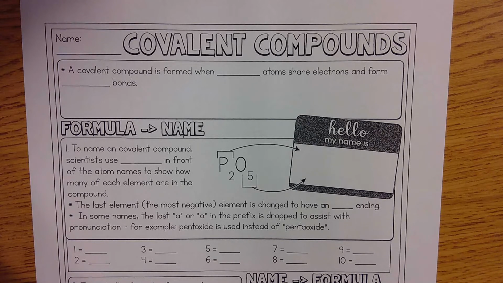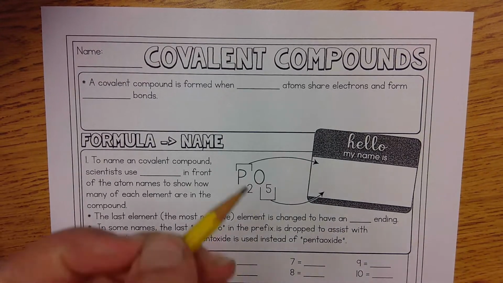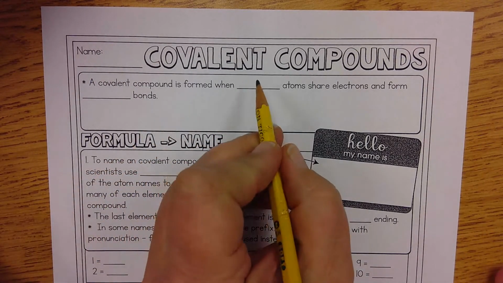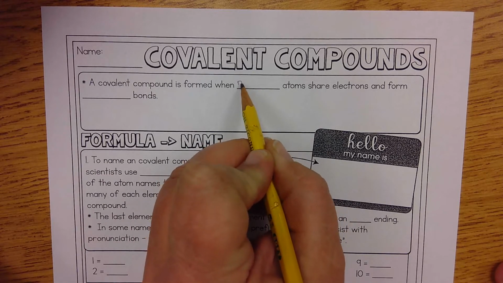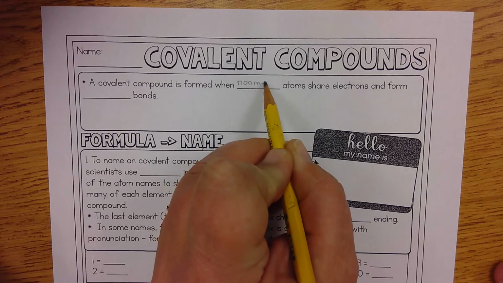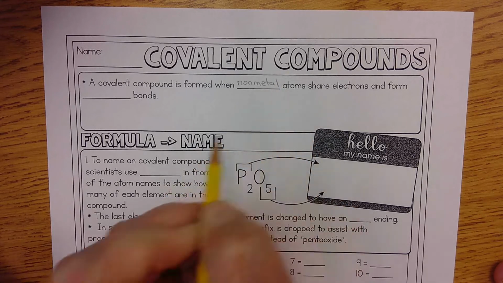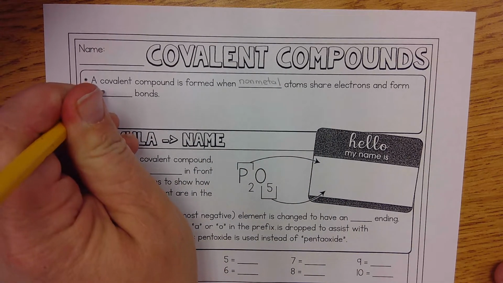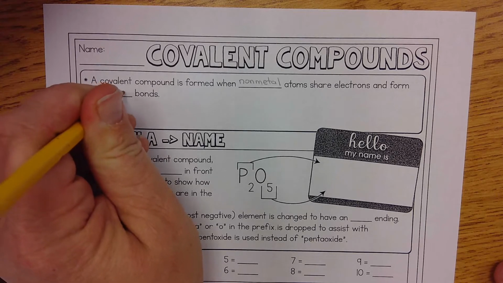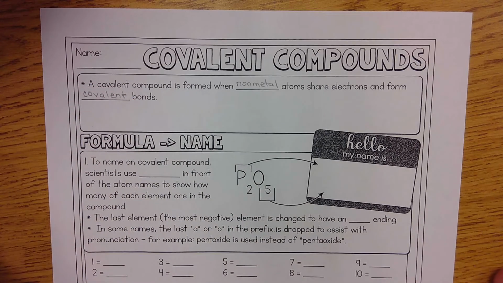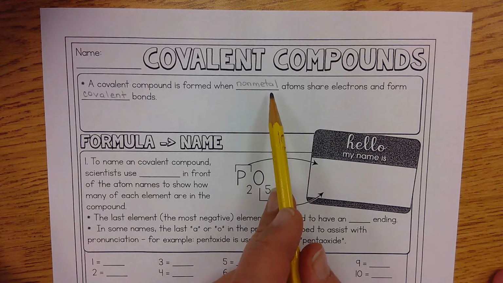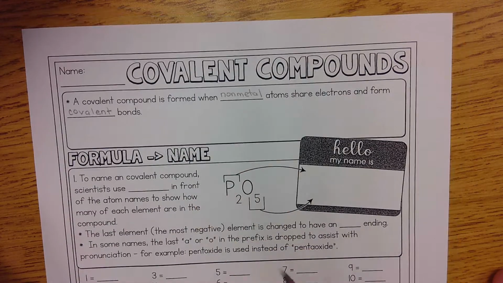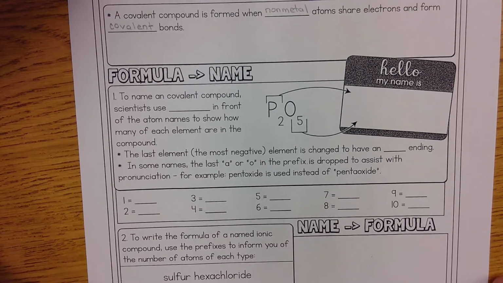Remember we talked about those when we talked about electronegativity, but just as a brief definition, a covalent compound is formed when non-metal atoms share electrons and form covalent bonds. So we've got covalent bonds. Remember there was polar and nonpolar, but these are two or more non-metals forming a bond.